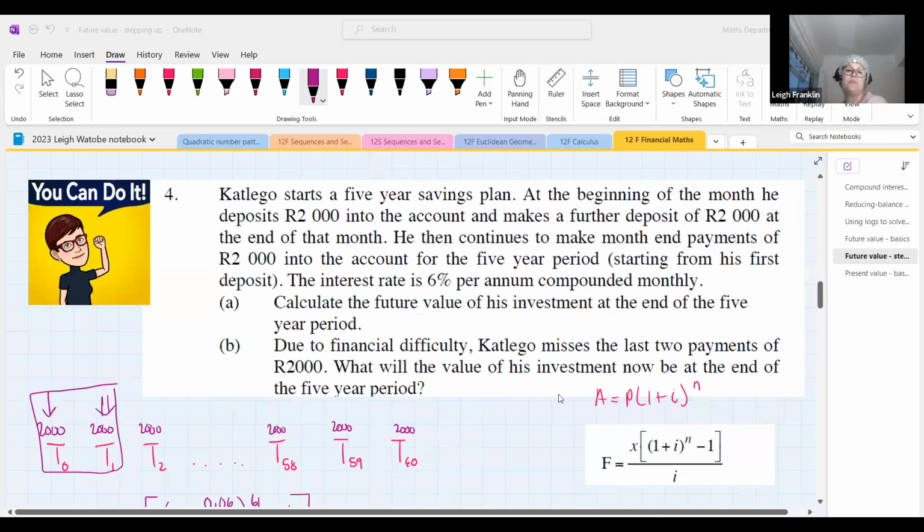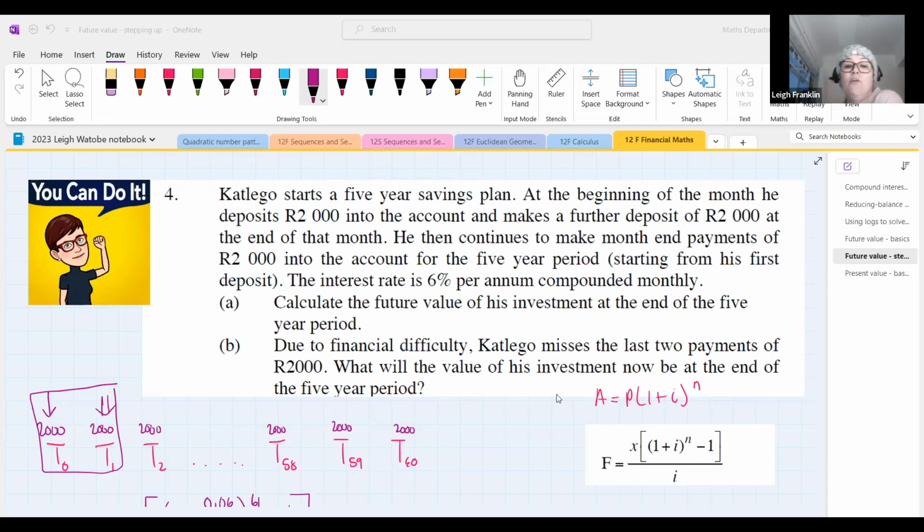Katlego starts a 5-year savings plan. At the beginning of the month, he deposits 2,000 Rand into the account. At the end of the same month, he deposits another 2,000 Rand. So that's 2 payments of 2,000 Rand in the first month. So the first payment, we consider that to be at T0. The second payment of 2,000 Rand at T1 is at the end of the first month.